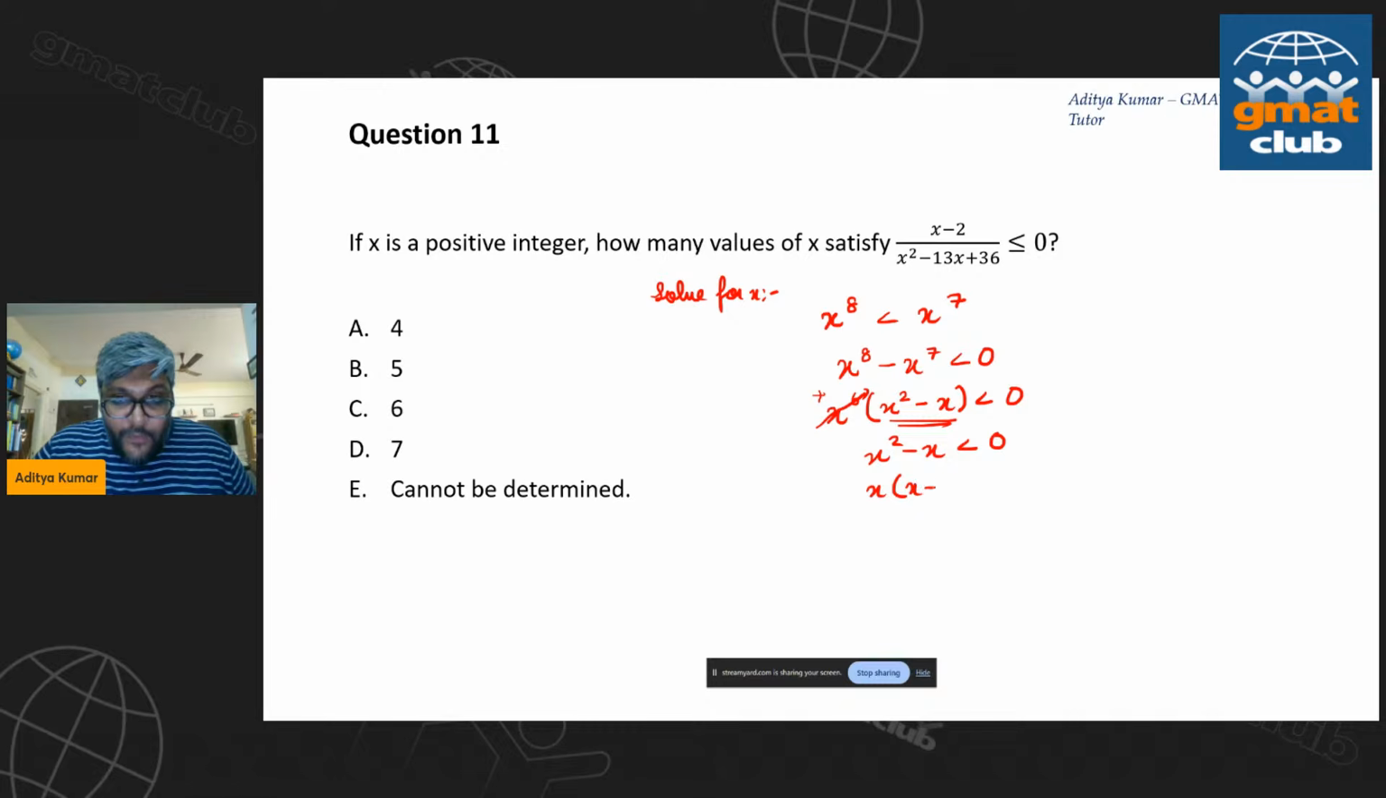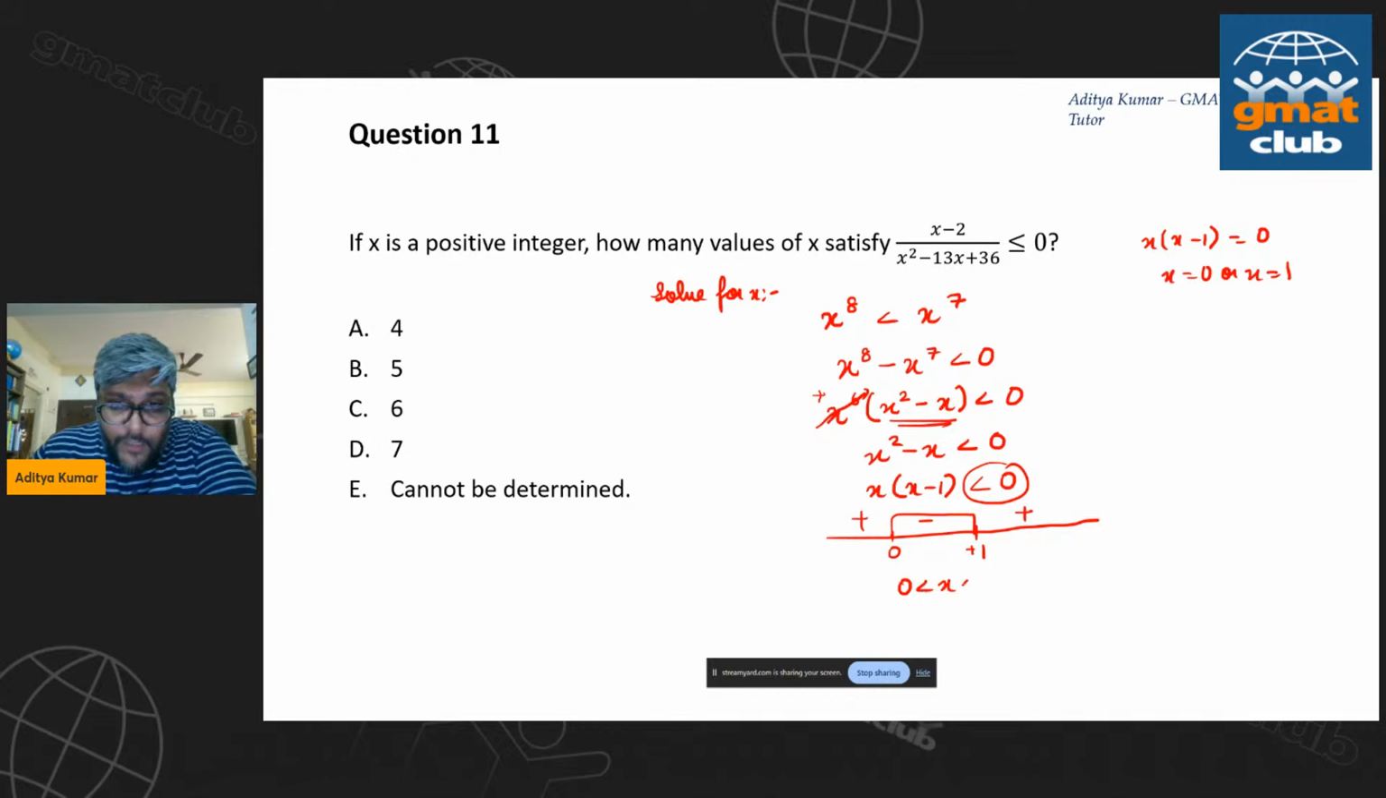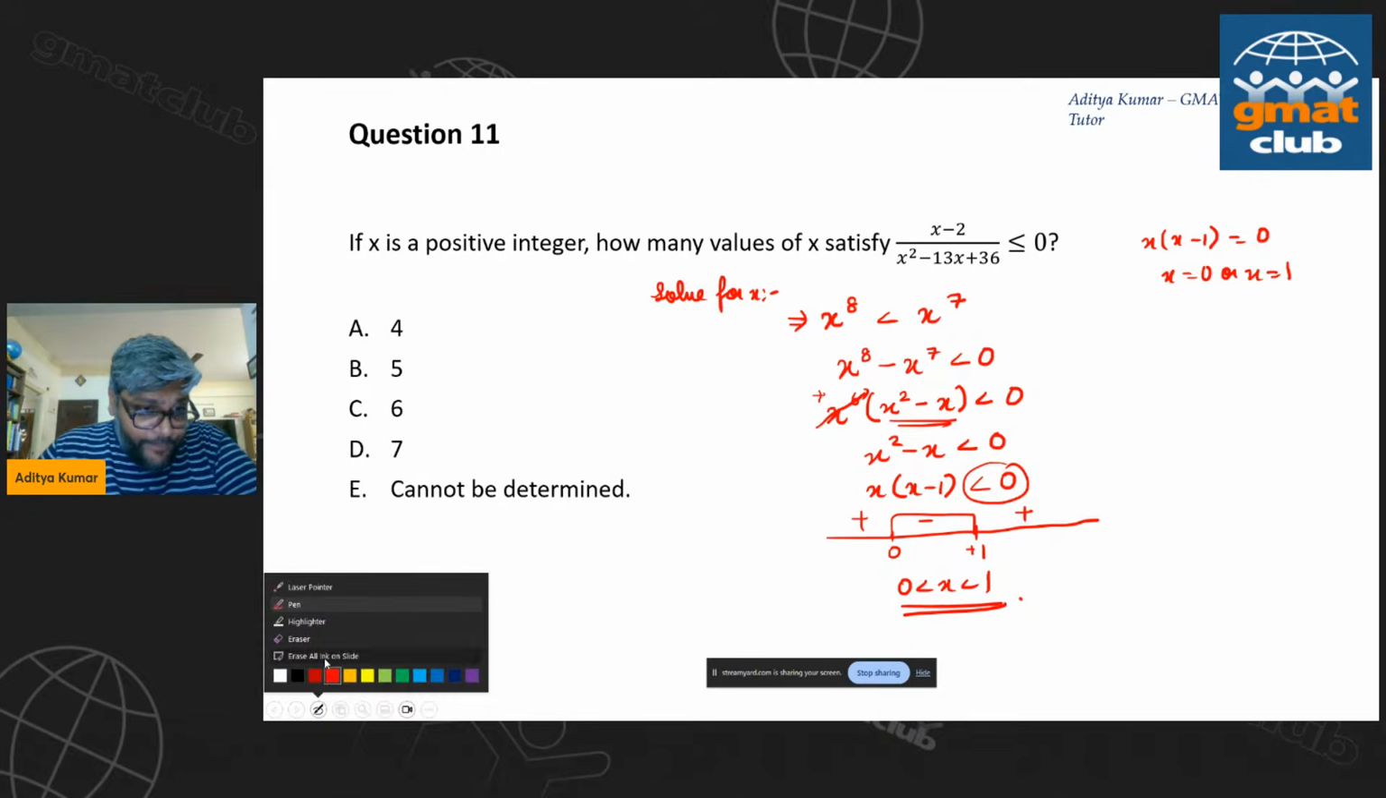I can take x common into x minus 1 is less than 0. I can put the roots on the number line. The roots will be 0 and plus 1. It's the same as what you would do when x minus 1 is equal to 0, so you'll say x is equal to 0 or x is equal to 1. I'm placing the roots. That's called critical points. Plus, minus, plus. It's less than 0, so my solution should be in between 0 and 1. Got it? Even if you have something like this, really large terms, don't be afraid to take out the even power term and ignore it. Got it?